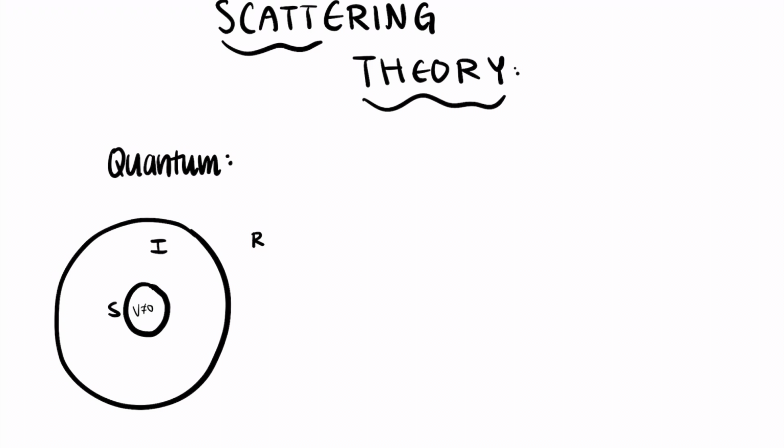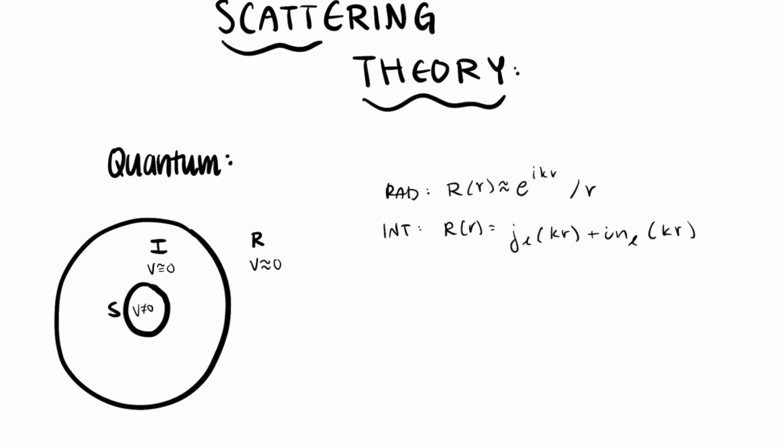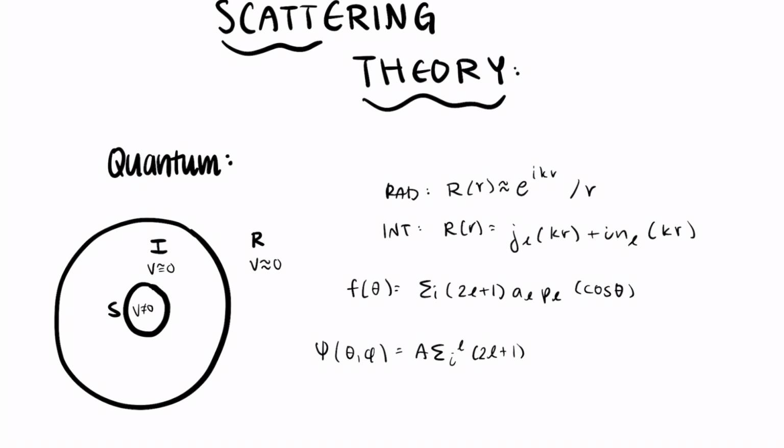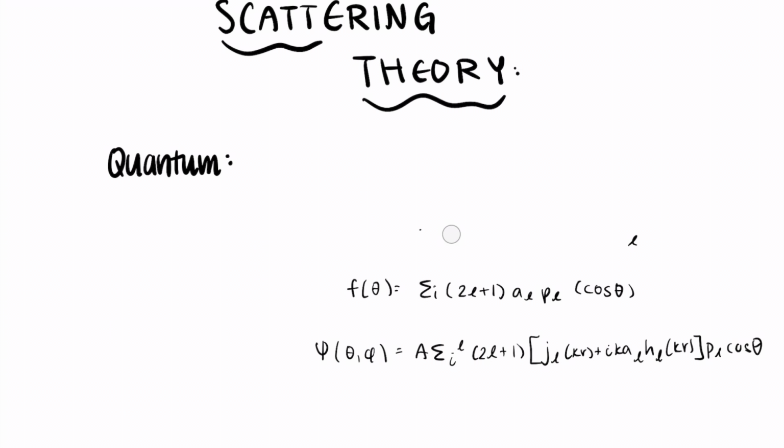We can use scattering probabilities to divide the target and surrounding areas into 3 regions: the scattering zone, intermediate zone, and the radiation zone. If a particle is in the radiation zone, it will create an outgoing spherical wave. In the intermediate zone, we get an outgoing spherical wave, but this time it's described by a linear combination of Bessel functions, called a Hankel function, where each a sub L is the partial wave amplitude.